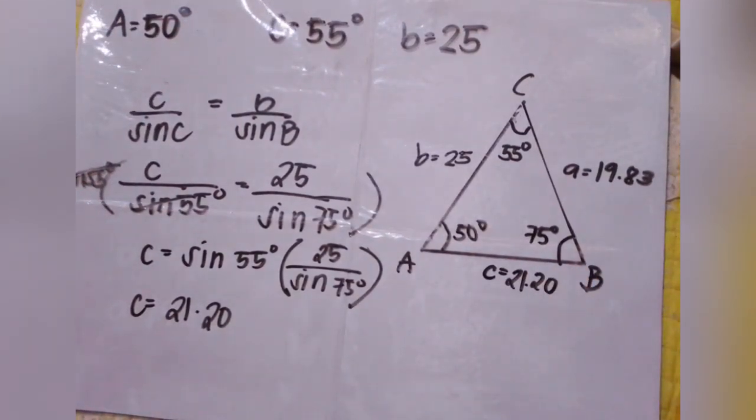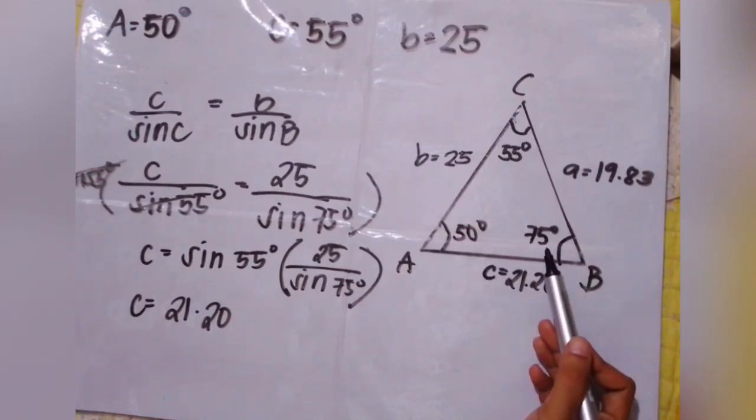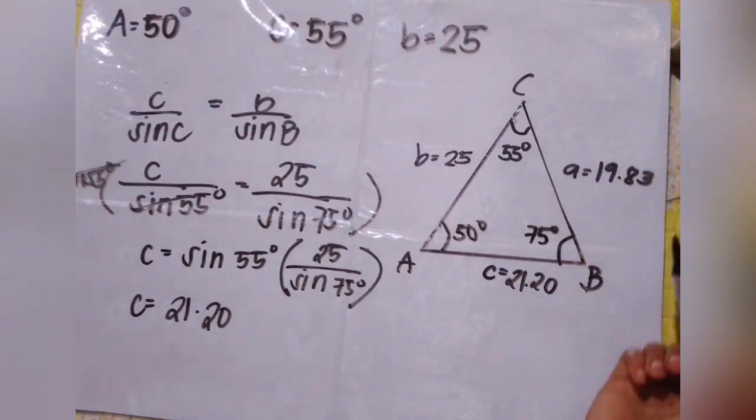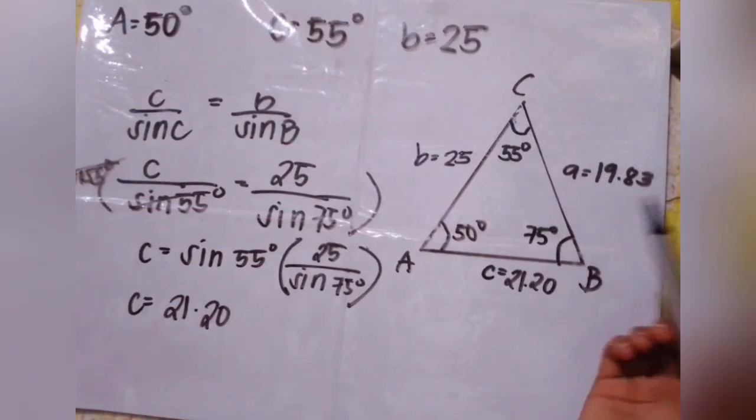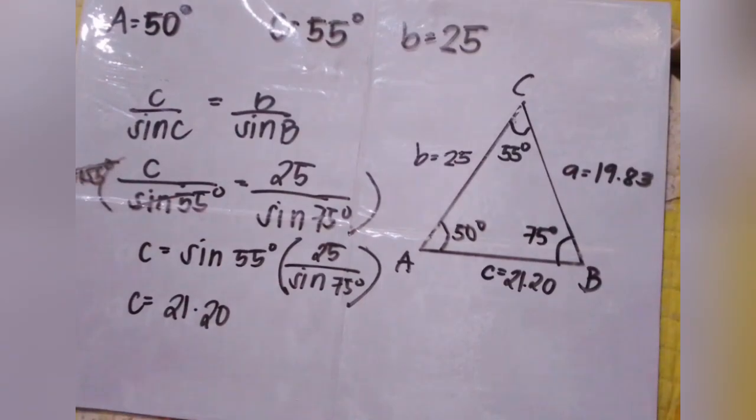Therefore, our angle A is equal to 50 degrees, our angle B is equal to 75 degrees, our angle C is equal to 55 degrees, our side A is 19.83, side B is equal to 25, and side C is equal to 21.20.